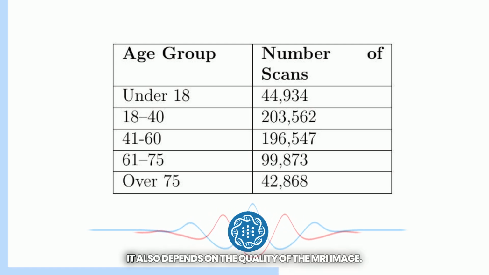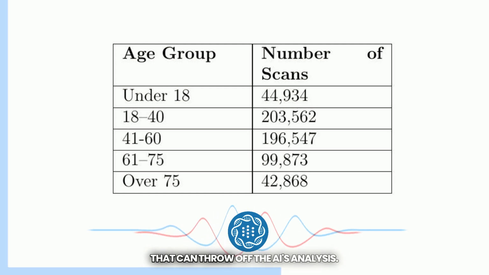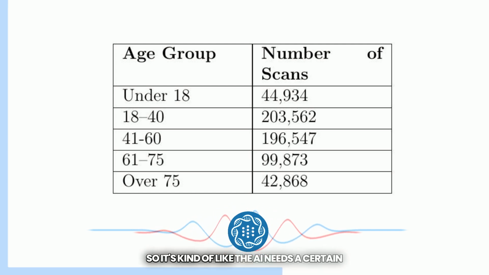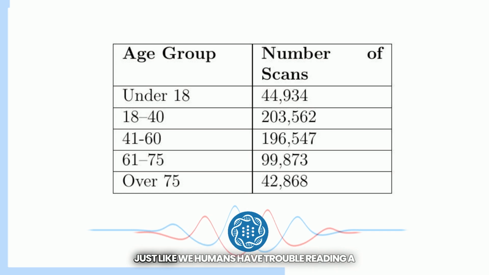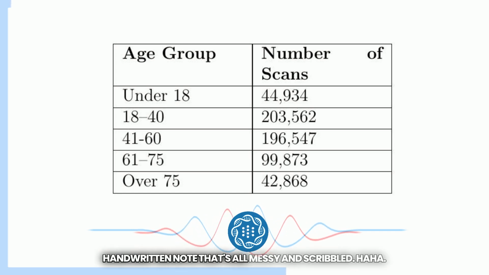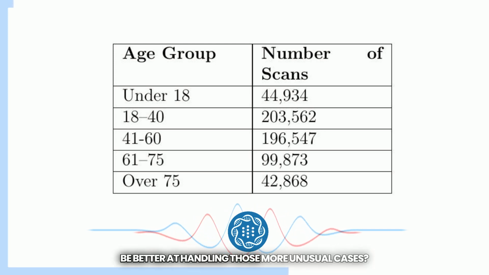It's possible, yeah. It also depends on the quality of the MRI image. If the image is blurry or has artifacts, that can throw off the AI's analysis. So it's kind of like the AI needs a certain level of clean data to do its job properly. Just like we humans have trouble reading a handwritten note that's all messy and scribbled. Haha, exactly. So how do they get the AI to be better at handling those more unusual cases?